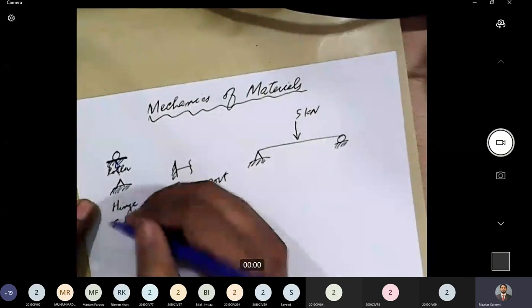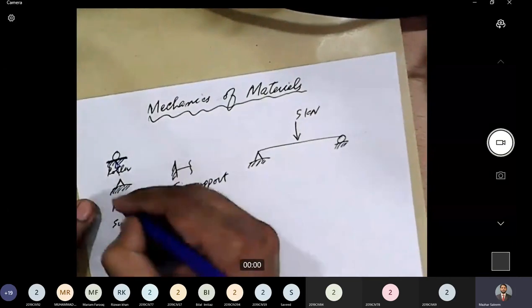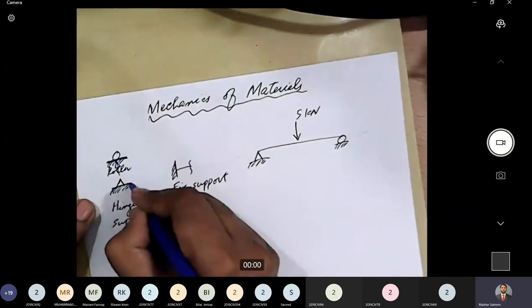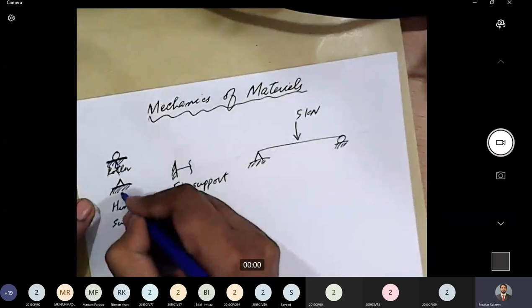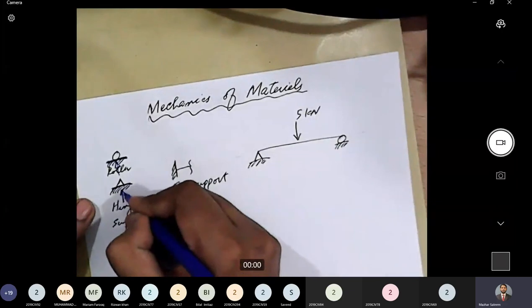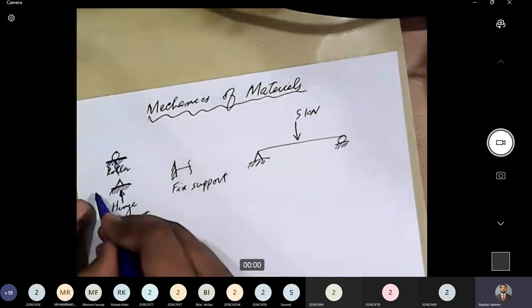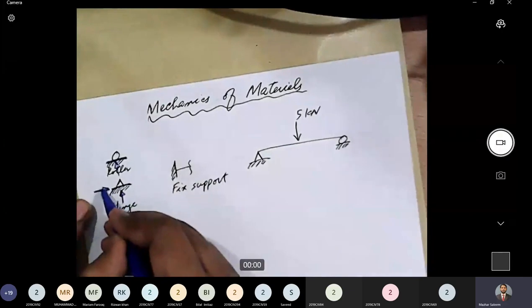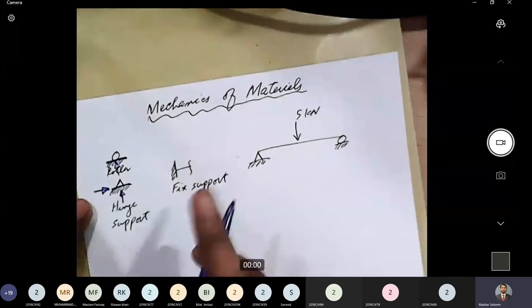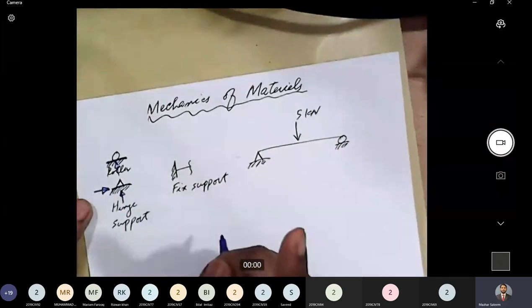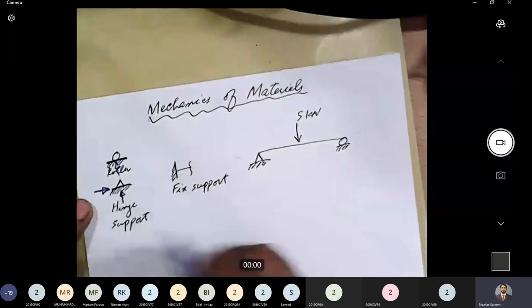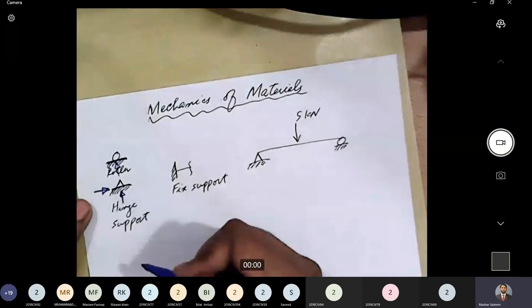Hinge support can generate two reactions. The supporting surface in hinge support, in this case, is horizontal, so one reaction is vertical and the other is horizontal. One reaction is parallel to the supporting surface and the other is perpendicular to the supporting surface.